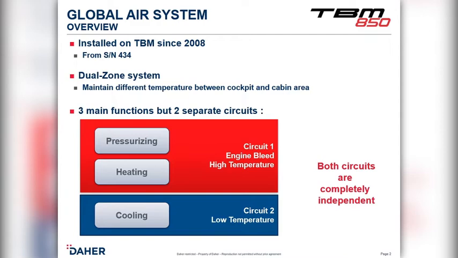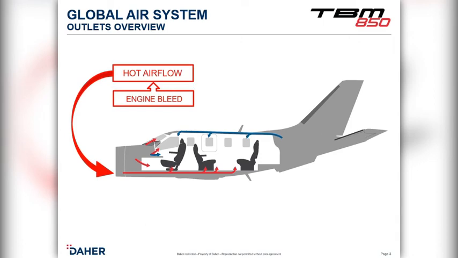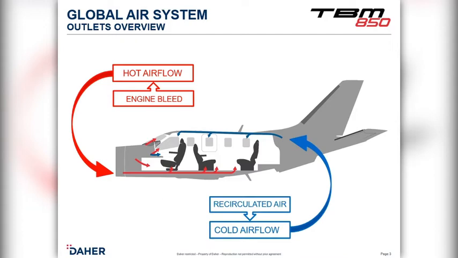Circuit 1 is engine bleed or high temperature air, and it is used for pressurization and heating. Circuit 2 is low temperature air used for cooling. Both circuits are completely independent of one another. It has two sets of vents, one at the floor and one at the overhead WEMAX. The lower floor vents are used for hot airflow from the engine bleed, and the upper WEMAX are used for recirculated or cold airflow.